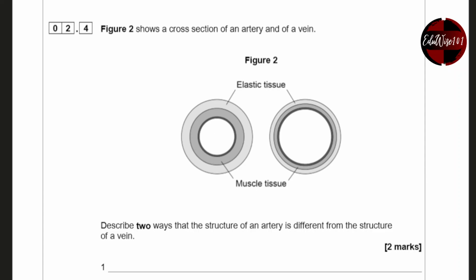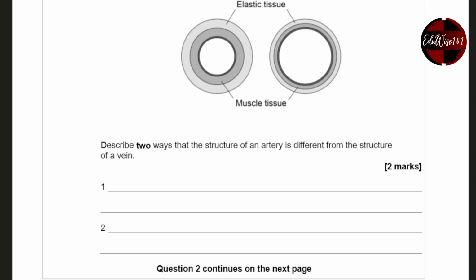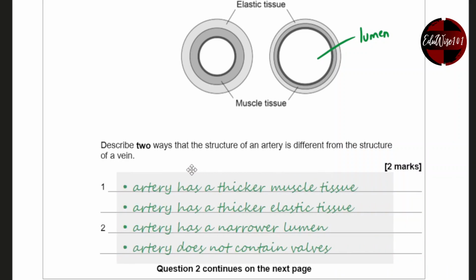The hole is called the lumen. So this part is called the lumen. So any 2 of these bullet points will give you the 2 marks. Arteries have a thicker muscle tissue. Arteries have a thicker elastic tissue. Arteries have a narrow lumen.